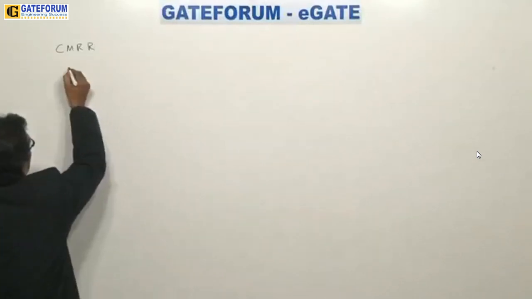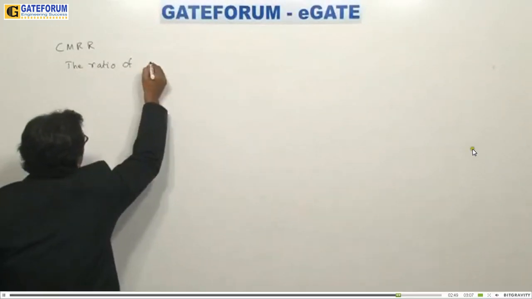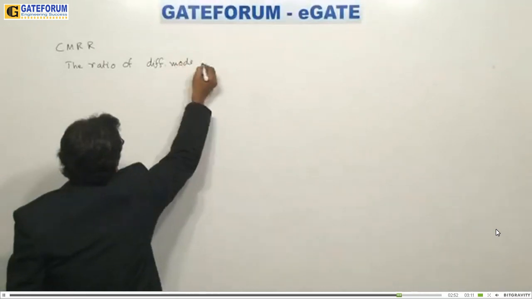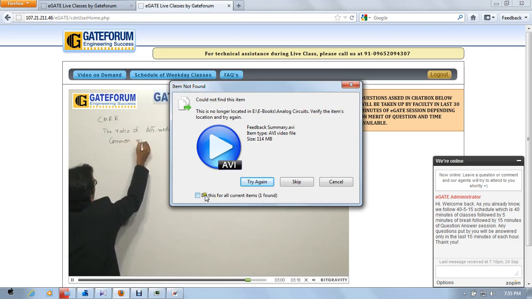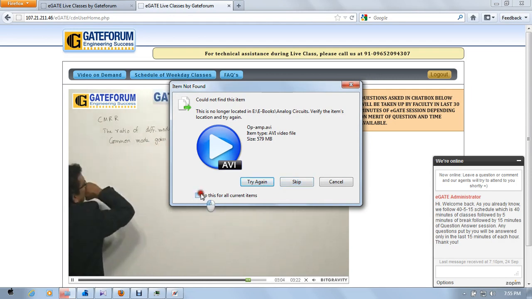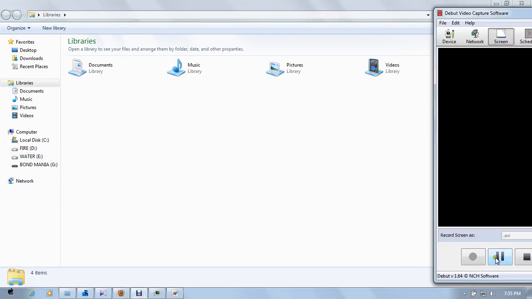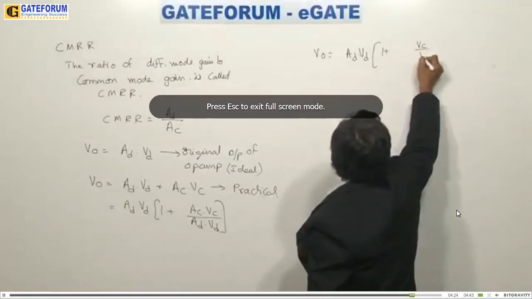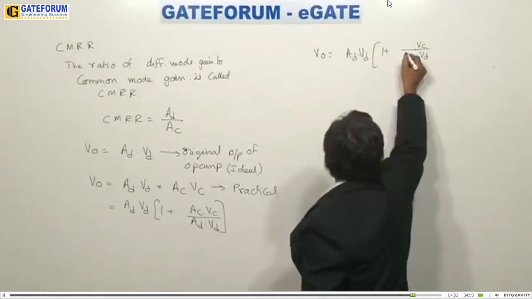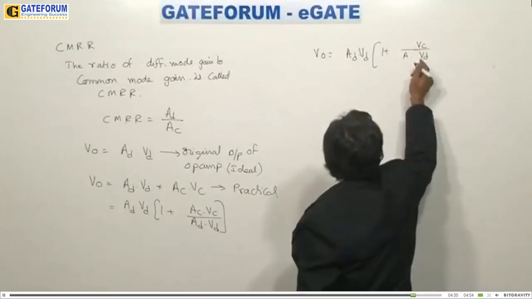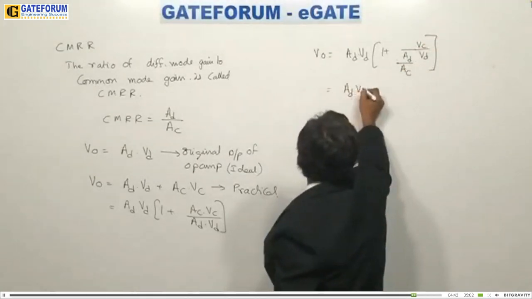Now you try to see CMRR. We take it as the ratio of difference mode gain to common mode gain. The ratio of difference mode gain to common mode gain is called CMRR. So for this, I rearrange this as 1 plus VC by VD, and here I rearrange it as AD divided by AC. Okay, AD divided by AC is nothing but CMRR.